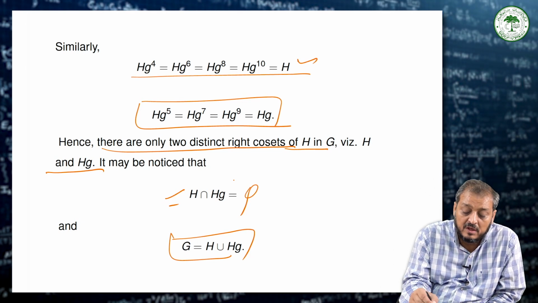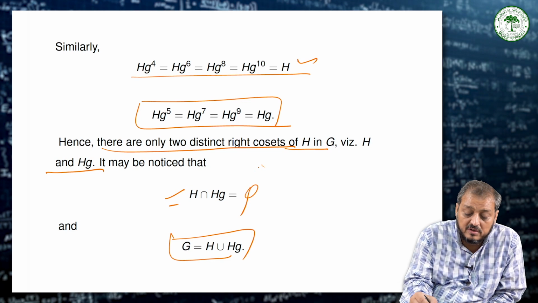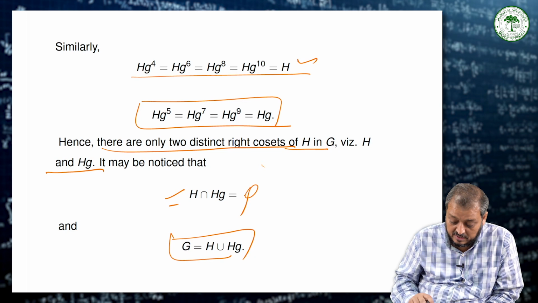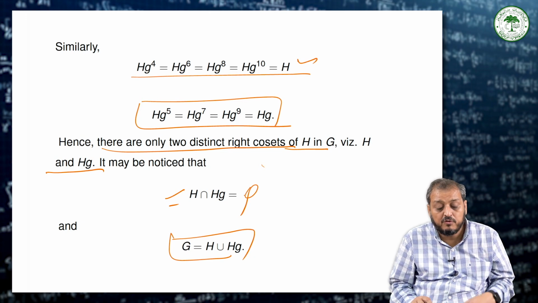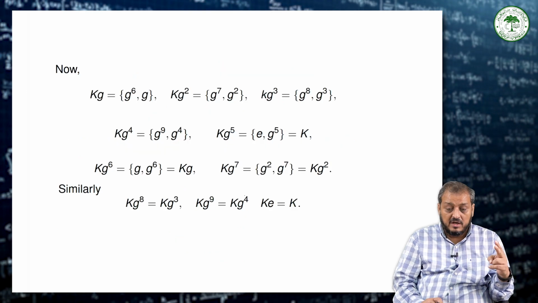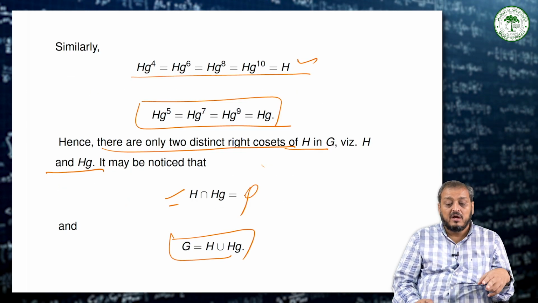You can just say that you have H equal to this form, and then the intersection is clearly an empty set. So we find that H has only two distinct right cosets. Now similarly we can find the cosets for K.